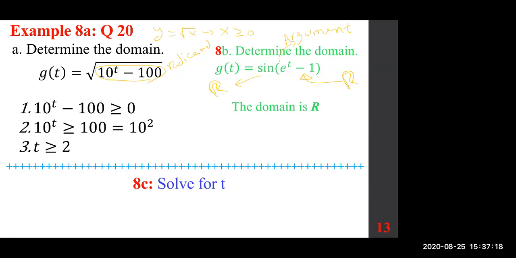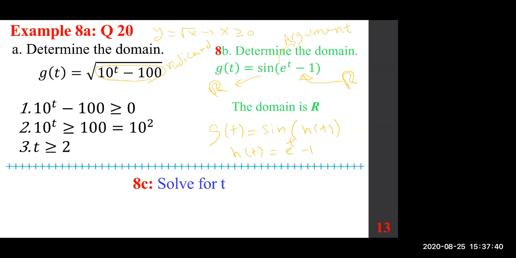The domain is all real numbers. And again, one way to look at this, you can write g of t equals sine of, let's say, h of t, where h of t is e to the power of t minus 1. That's one way to look at it. And either way, you'll have the same answer.